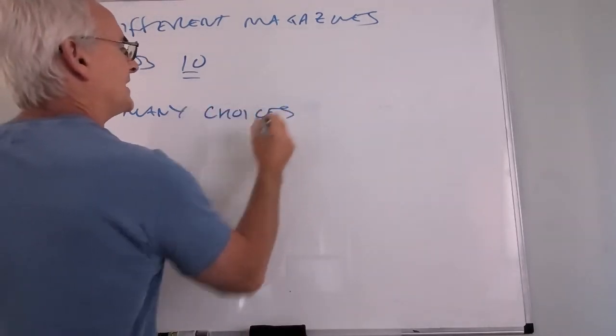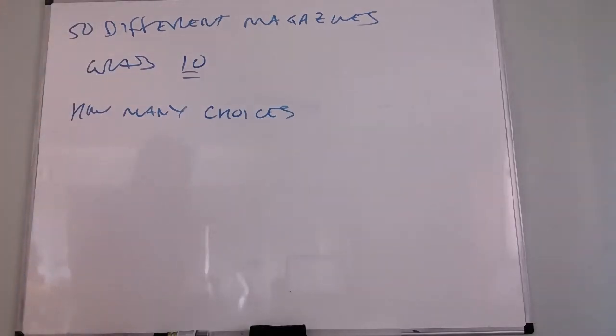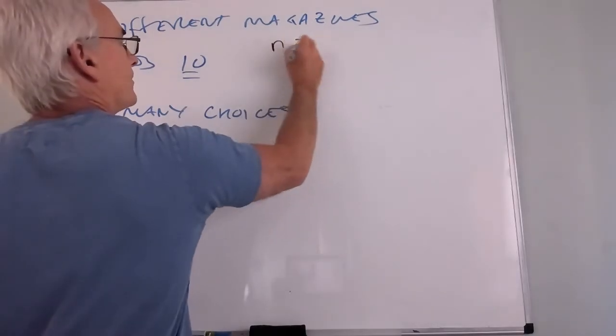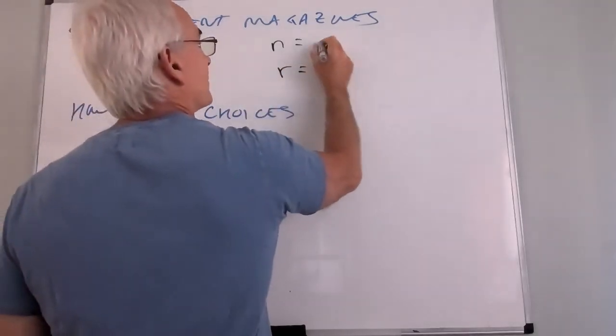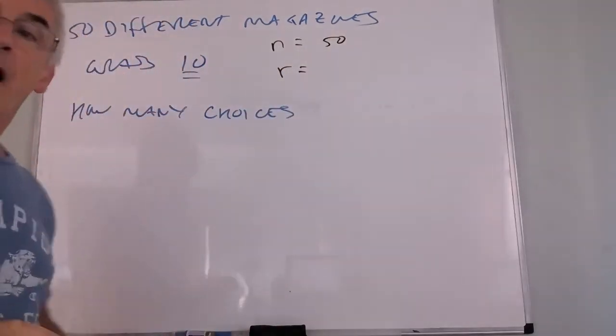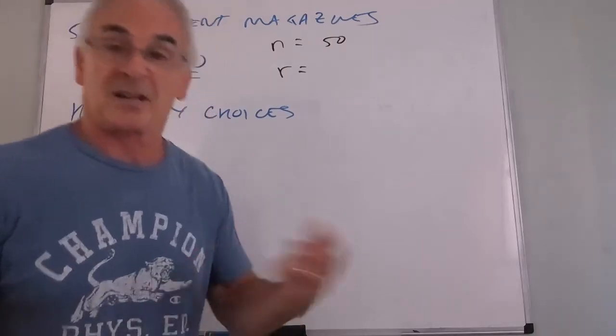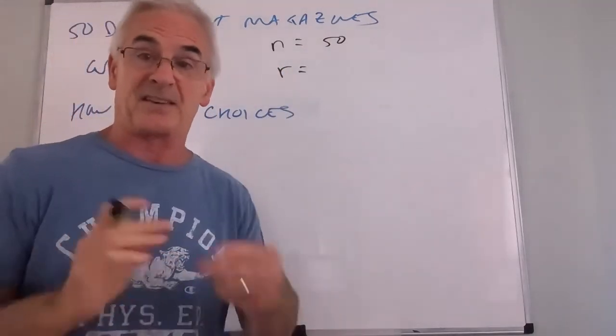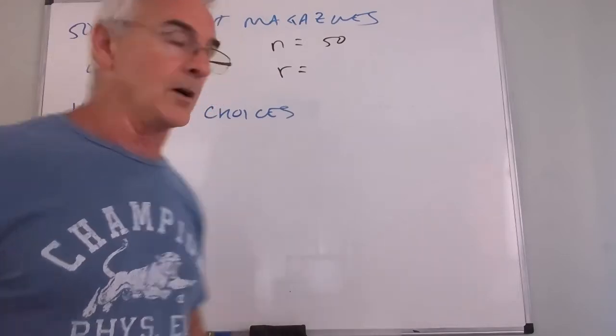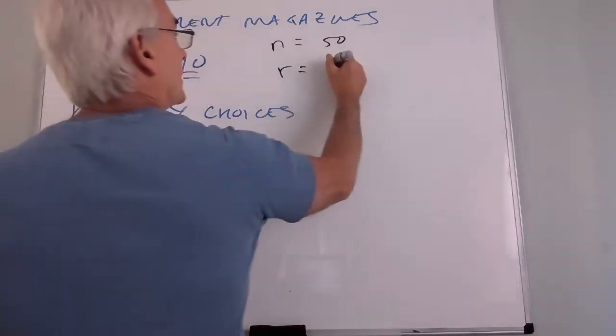So once again, I need to identify the N and the R. So in this case, what's the N? Anybody? Sorry, 50. Yeah, 50 different magazines. That's the part that's set in stone. Now, I said I'm going to grab 10. I could grab 20. I could grab 1,000, but there's still 50 different magazines. So the N is 50 because that's how many things I'm choosing from. R would clearly be 10.